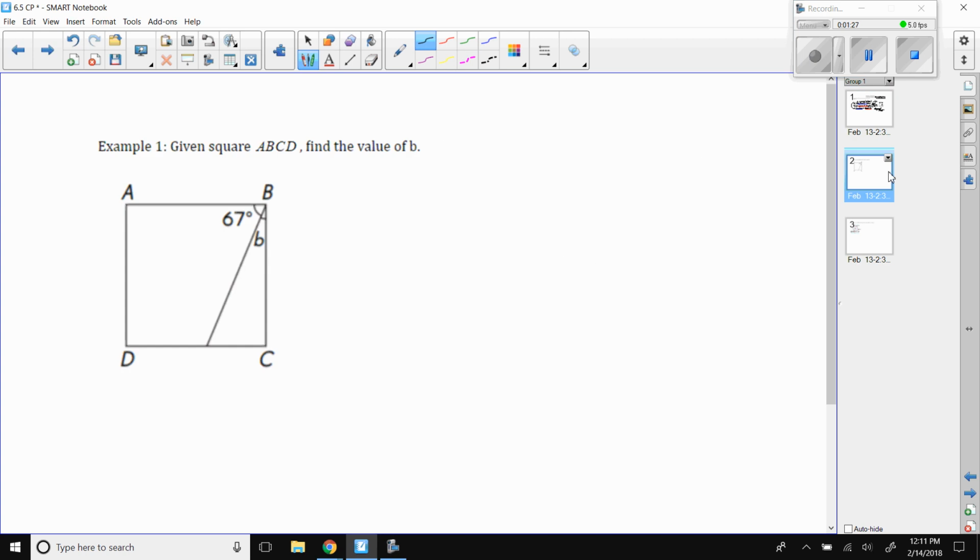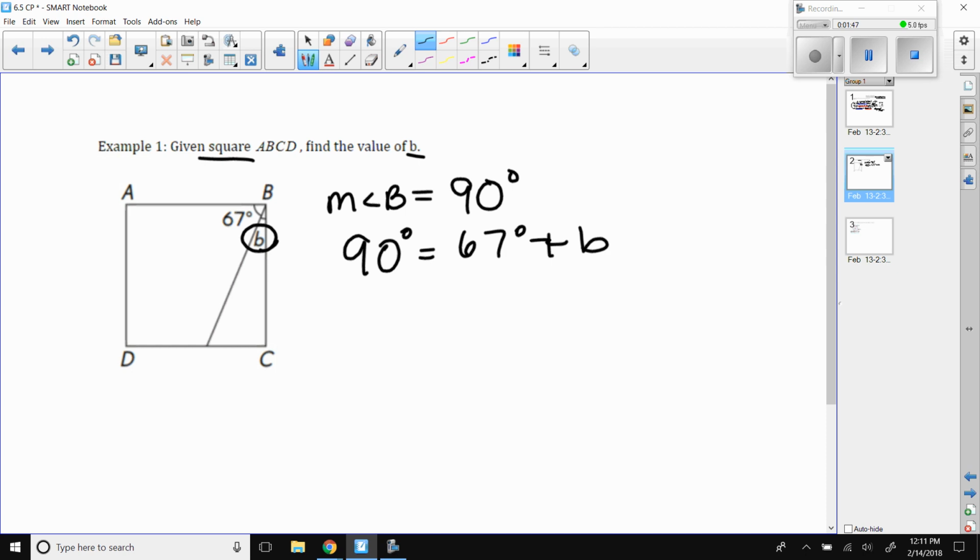And the first one here says find the value of b. What I'm talking about here is this value of b. So the measure of angle B, since it's a square, is going to be 90 degrees, which means that these two angles together are going to equal 90 degrees. So 90 degrees is going to equal 67 plus B, which I should be able to solve here to get 23 degrees equal to B. Okay, so all the angles are right angles. Other things I know about the square are all of these sides are going to be the same, so I should be able to solve for any side lengths if I was asked to do that as well.